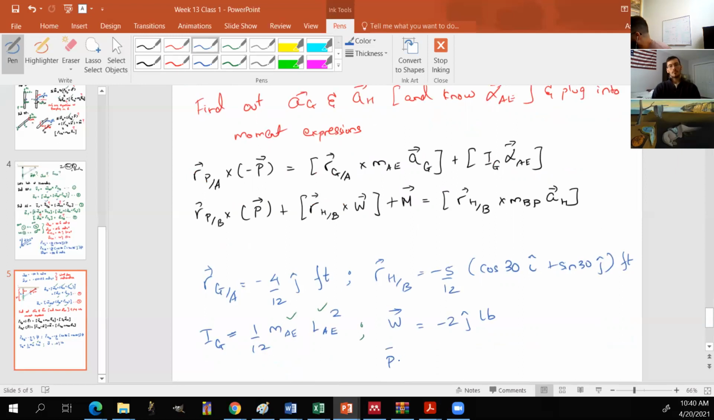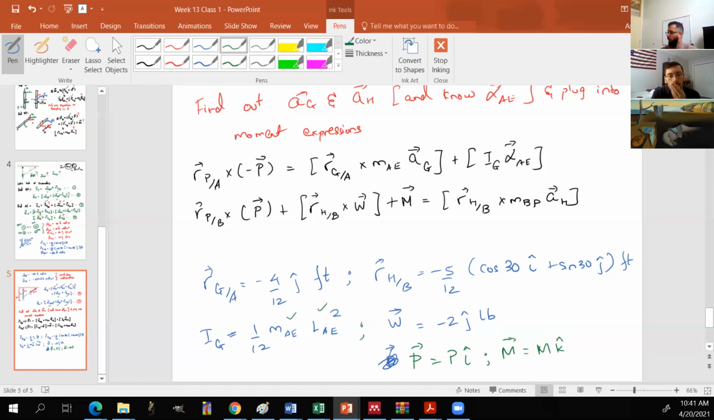And for the force P, these are the unknowns. Let's say P, and we assumed it to be in the positive direction, so P i hat, and the unknown for M is just going to be M k hat. Because whenever you're looking at moments, angular velocity, or angular acceleration, because it's planar, it's always going to be in the k hat direction.